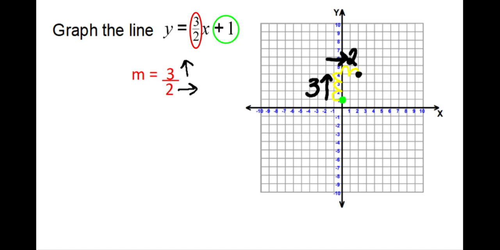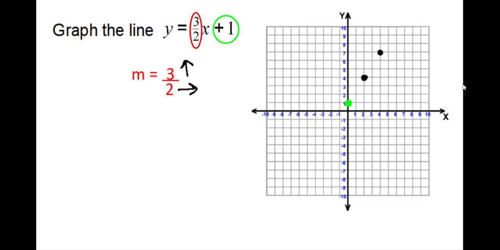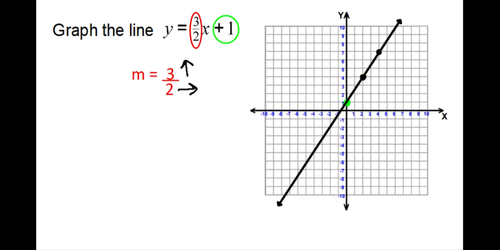And when I count up 3 and right 2, I put another point. Okay, so notice I did not put a point when I just went up 3. I had to also move 2 so that I could put my new point. And then I'm going to do that one more time. And when I do that one more time, I have a line that looks like this. And once I have my 3 points, I can connect them with the line and I'm done.